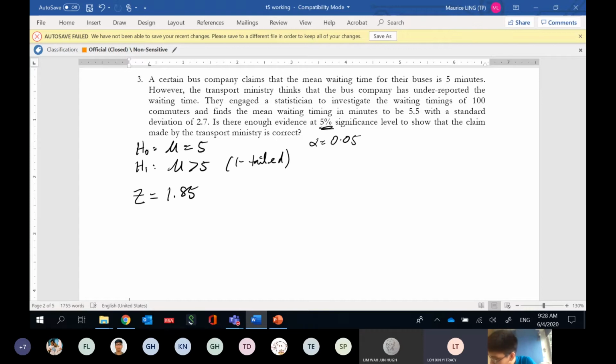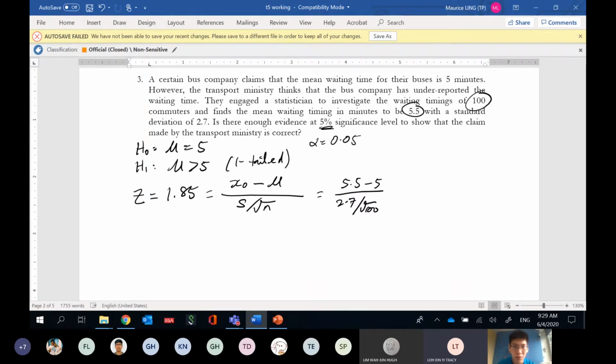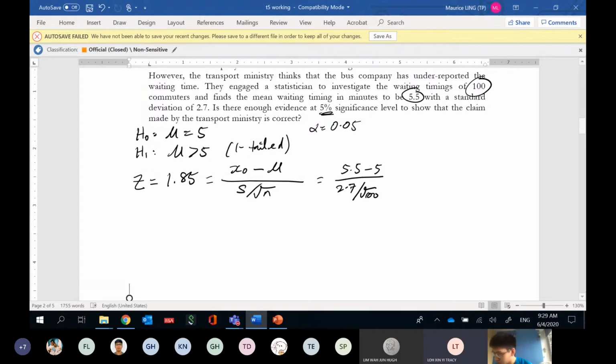Choose three significant figures, that's fine. How you calculate this is you take x0 minus your mu, divided by your standard error. Standard error is your standard deviation divided by the square root of n. So in this case it will be 5.5 minus 5 over 2.7 divided by the square root of 100. Okay, so you get 1.85.